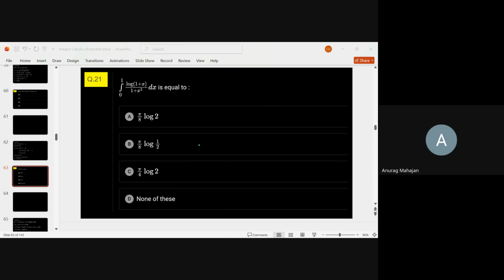So could you please explain this? Okay, see here. Over here, you have to first do one thing. Let's assume I is the integral, right? I is equal to the given question, that is the integral from 0 to 1 of log(1 plus x) divided by (1 plus x square) times dx.